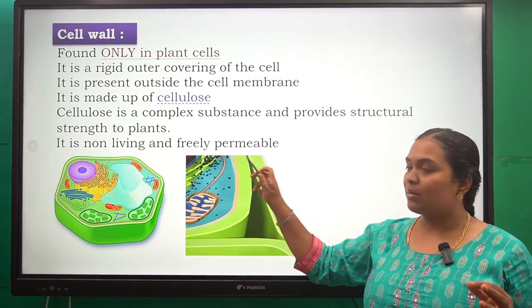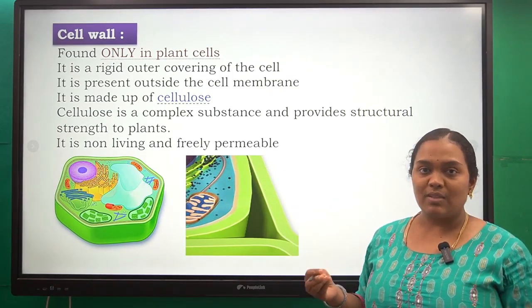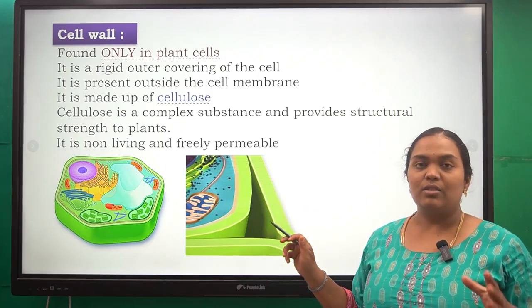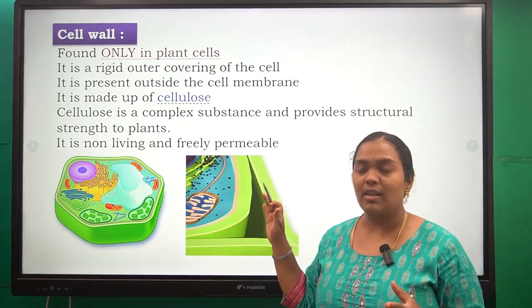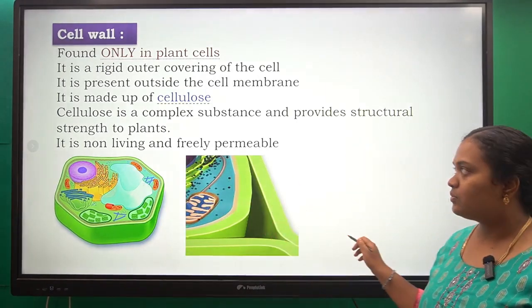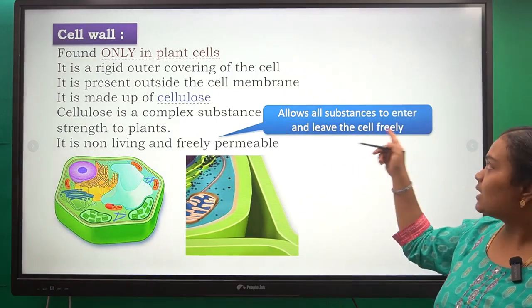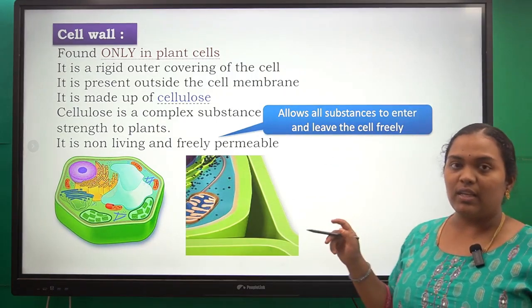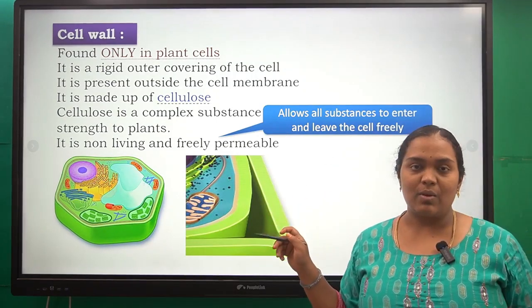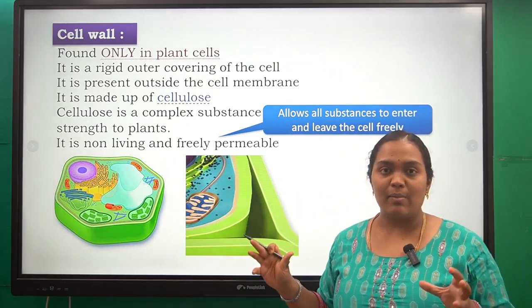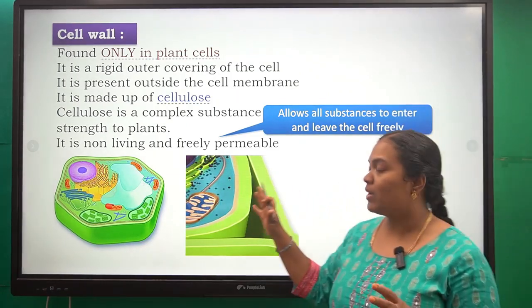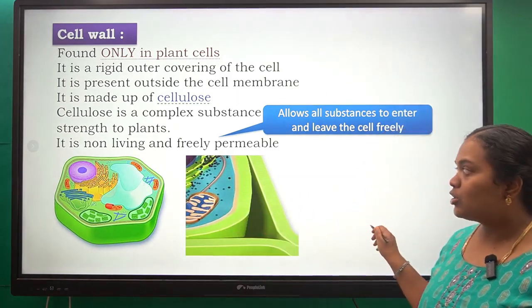Freely permeable means it allows all types of substances to pass through it. There is no substance that is restricted from passing through it. So it allows all the substances to enter and leave the cell freely. Only the cell membrane has the capability to control what type of material is entering the cell, or what should be restricted.